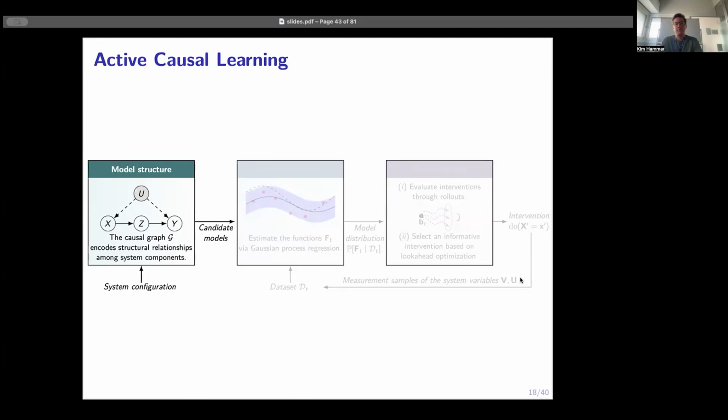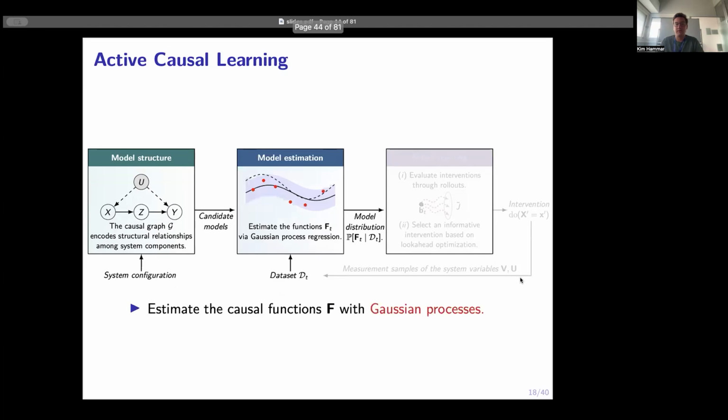The first step is to define the causal graph. Like I mentioned earlier, this graph can typically be inferred from the system configuration. The way you can think about this graph is that it defines a whole class of potential causal models, depending on how you define your causal functions. And within this class, we would like to identify the model that is most likely given the operational data that we have available.